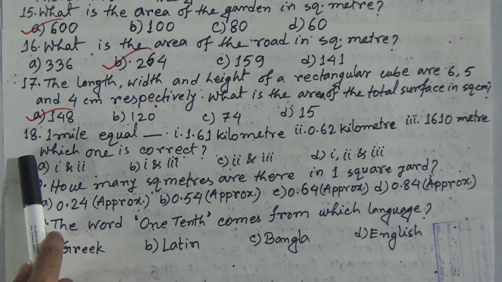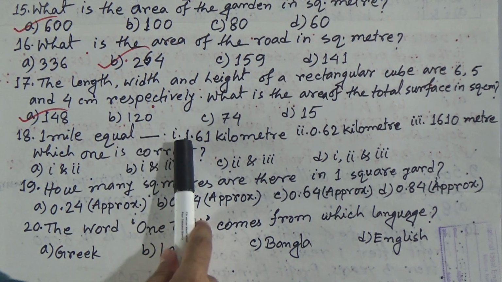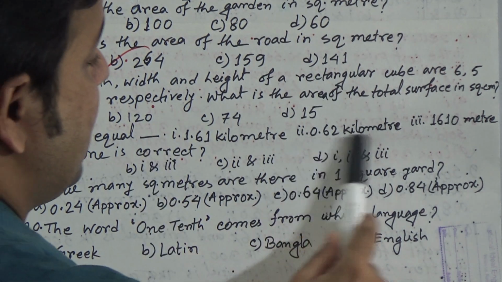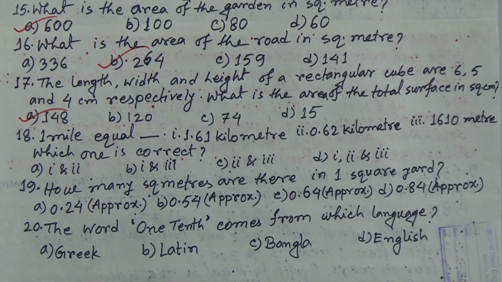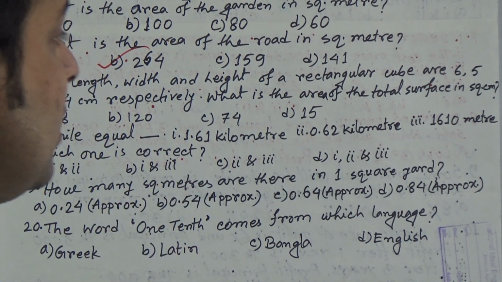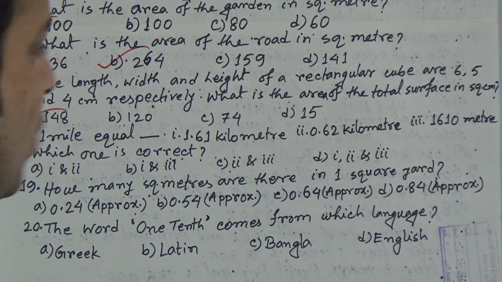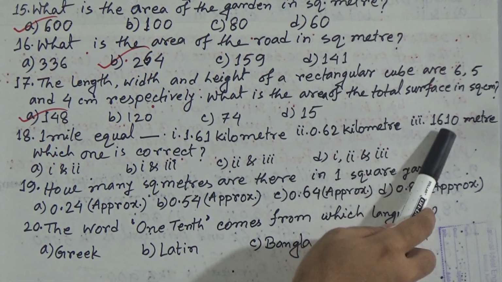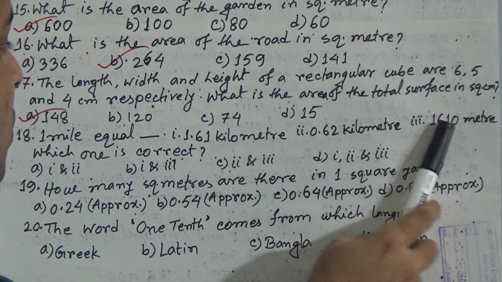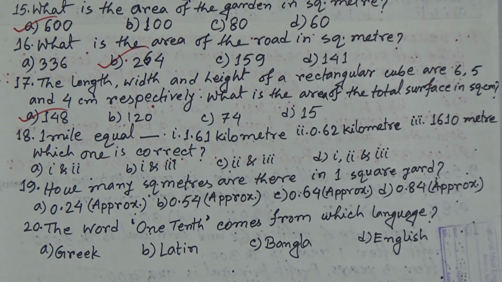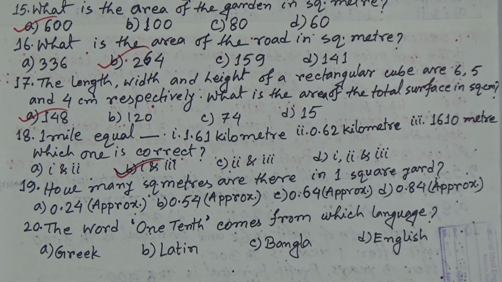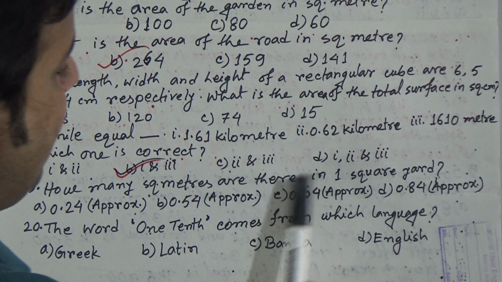Now question 18. 1 mile is equal to 1.61 kilometer. Dear students, you know this information, so this one is correct. 2, 0.62 kilometer, no, this one is wrong. You know that 1 kilometer is equal to 0.62 mile, so this one is not correct. But 3, if we multiply the first one by 1000, we will get this one. It means if we convert kilometer into meter, we will get this one. So 1 and 3 are correct here. So our answer should be B, 1 and 3. Now question 19. How many square meters are there in 1 square yard?